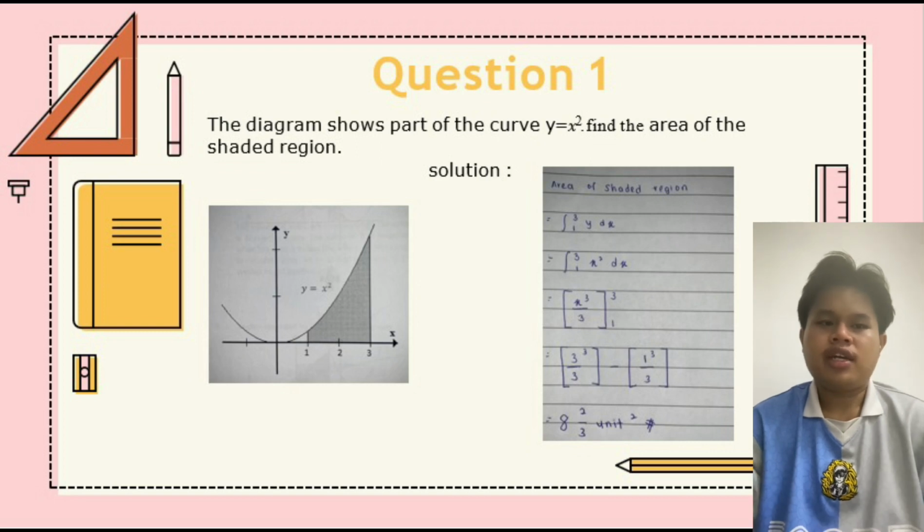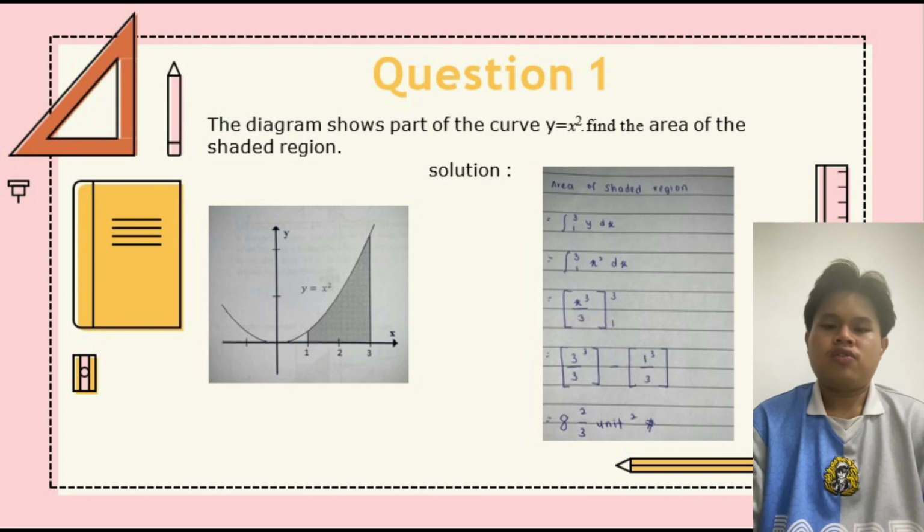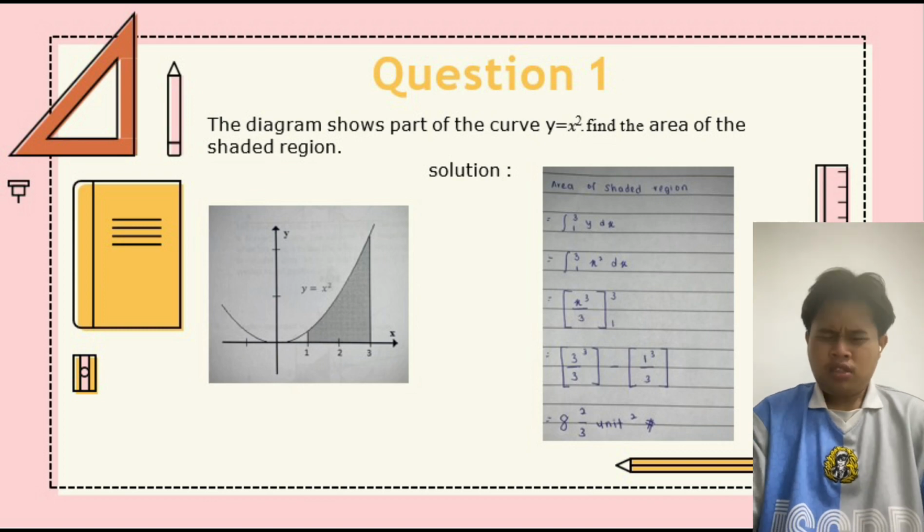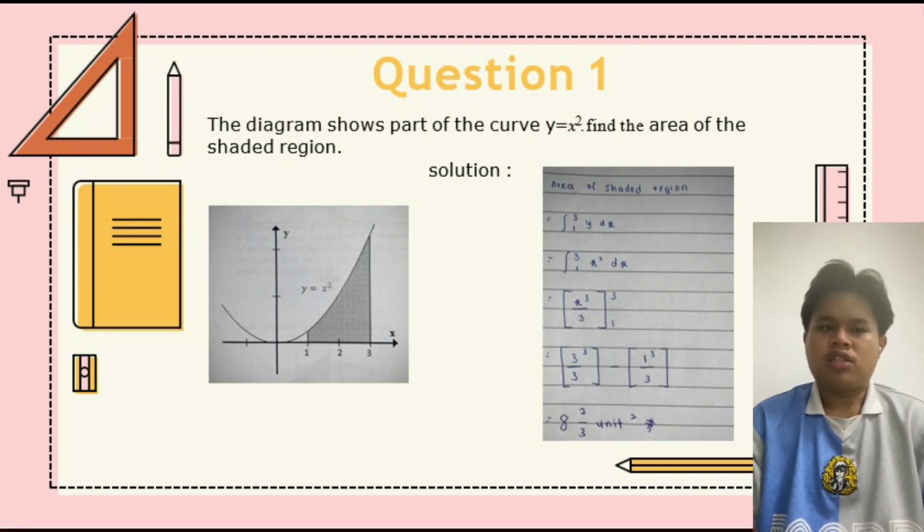Next, area under a curve and the y-axis. The area between a curve and the y-axis from y equal a to y equal b. The area of a region bounded by the curve x equal f(y), the y-axis, and the straight lines y equal a and y equal b, as shown in figure 2.